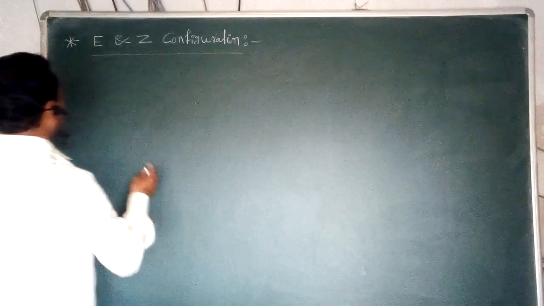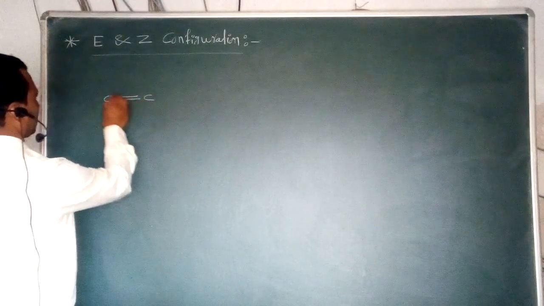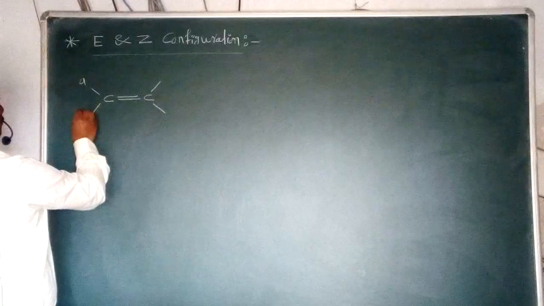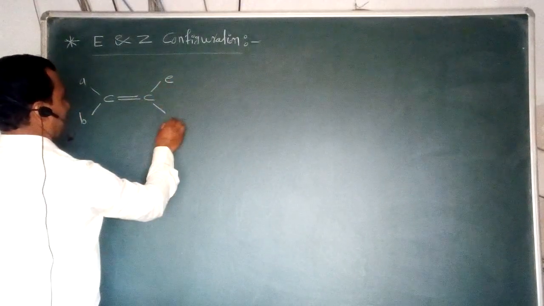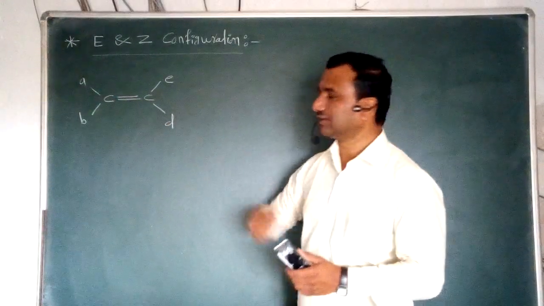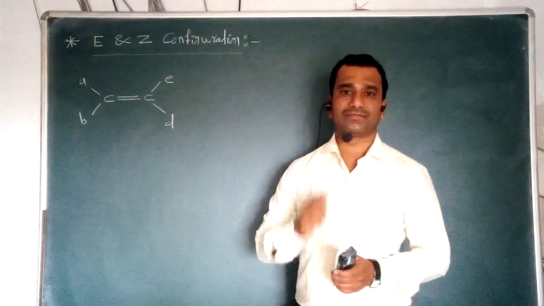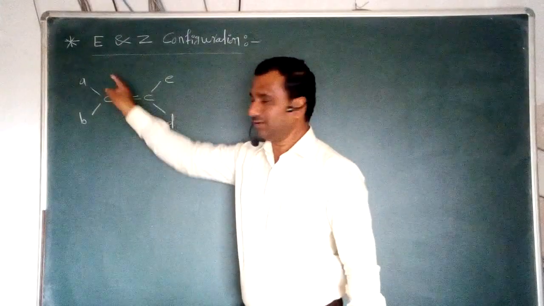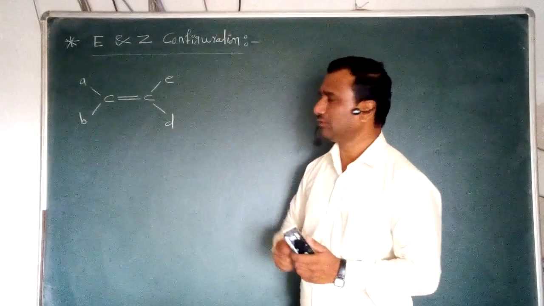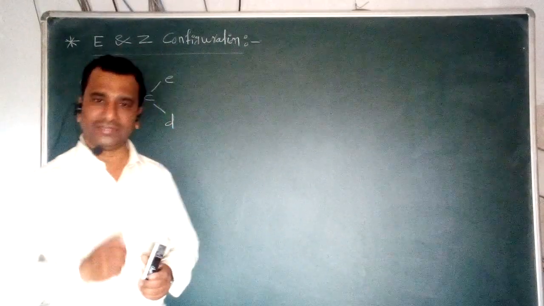For this purpose, let us take the simple general skeleton for an alkene system containing four different atoms or groups. Suppose an olefinic system is there, with two olefinic carbons to which four different atoms or groups are attached: A, B, E and D. These are the four different atoms or groups. This is one of the possible general skeletons for this olefinic system.